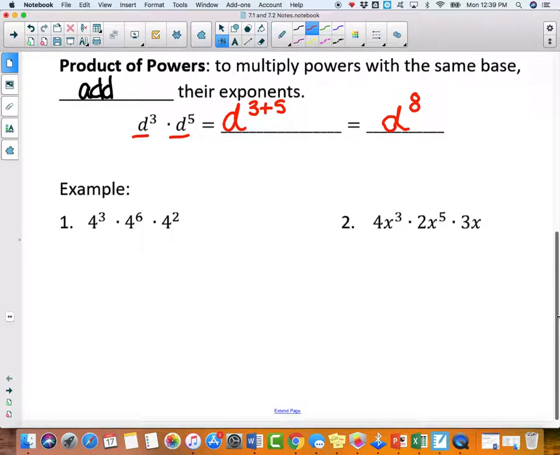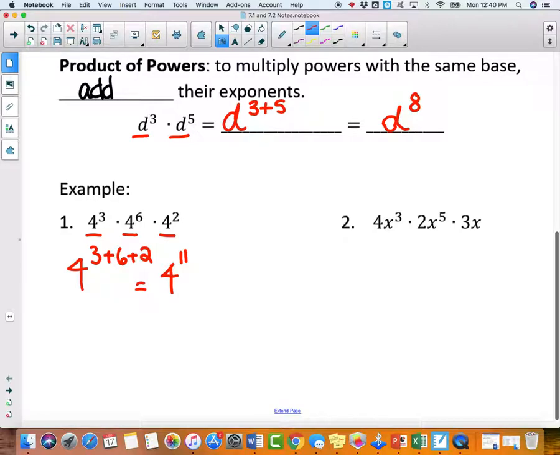So I have two examples down here. The first one should be pretty simple: 4 to the third power times a power times a power. All of these have the same base. The base is 4. So when I multiply and the base is the same, I do what? Yes, add the exponents. 3 plus 6 plus 2, which means this actually equals 4 to the 11th power.